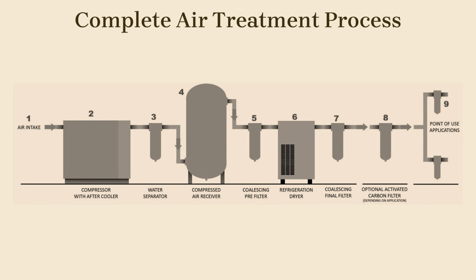9. Point-of-use applications. The treated, clean, and dry compressed air is delivered to tools, machines, instruments, or production equipment. Additional point-of-use filters may be installed for critical applications. Each stage improves air quality and reduces the risk of contamination reaching downstream equipment. A properly designed treatment chain ensures cleaner air, longer equipment life, and more stable system performance.